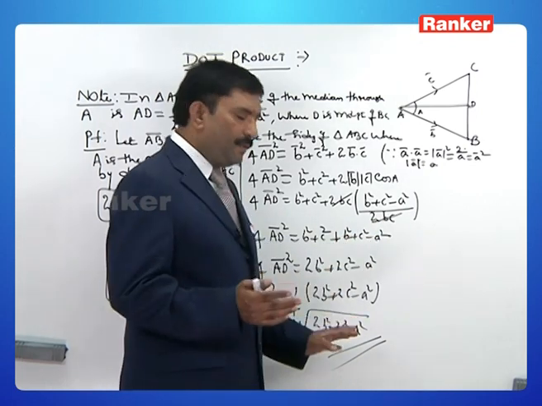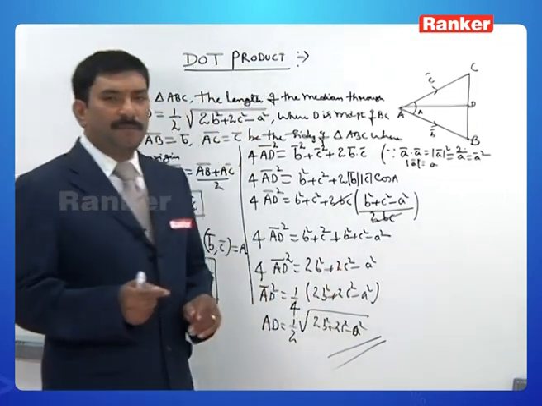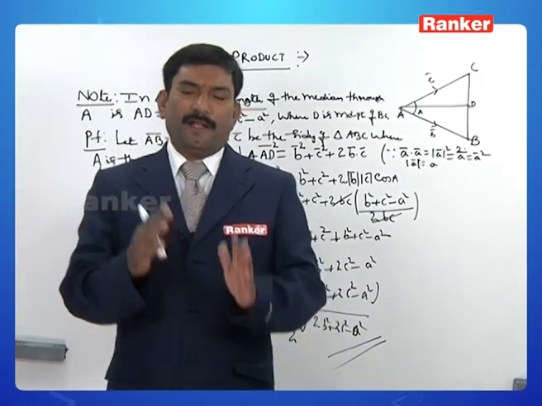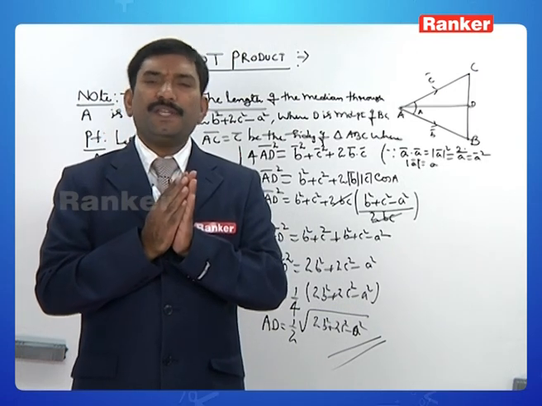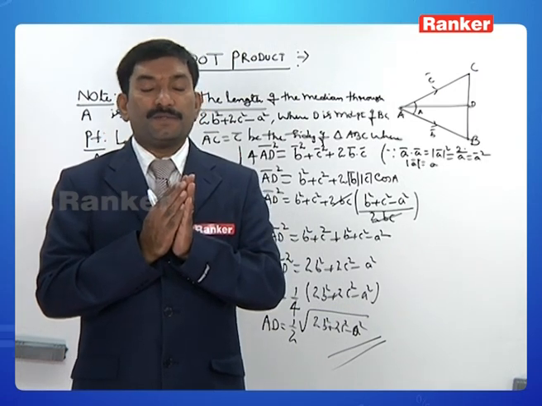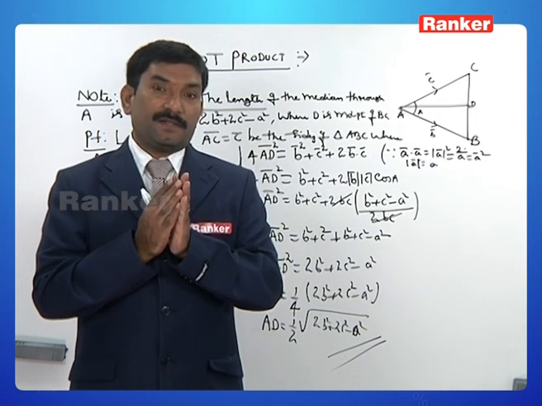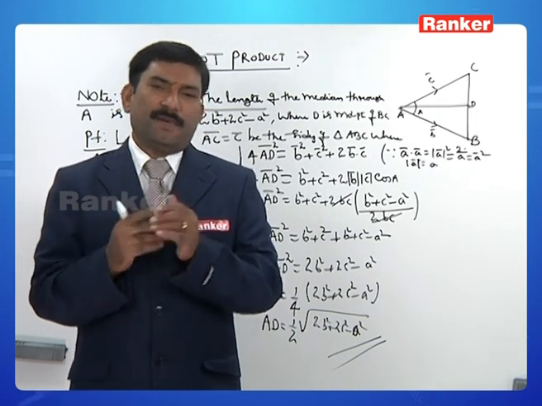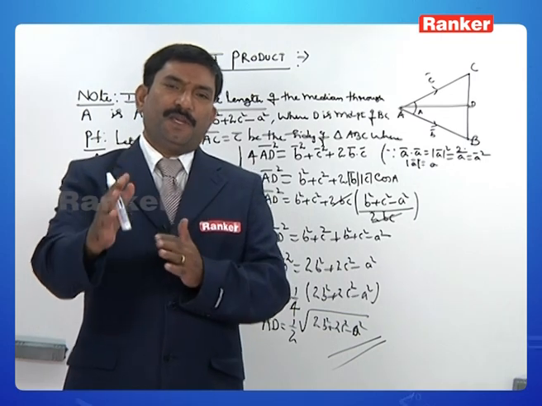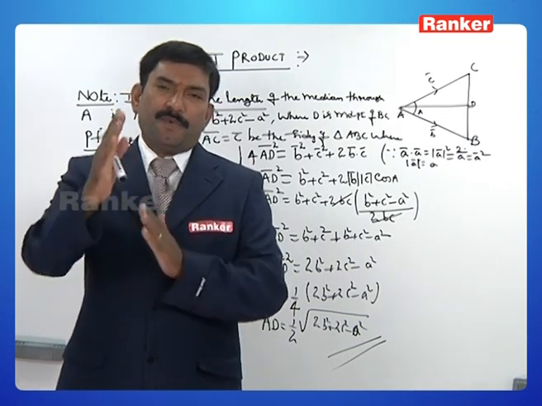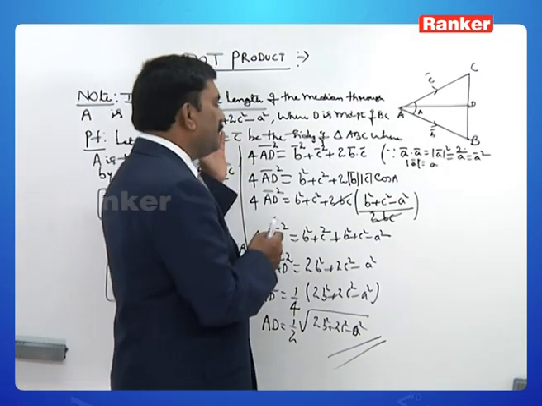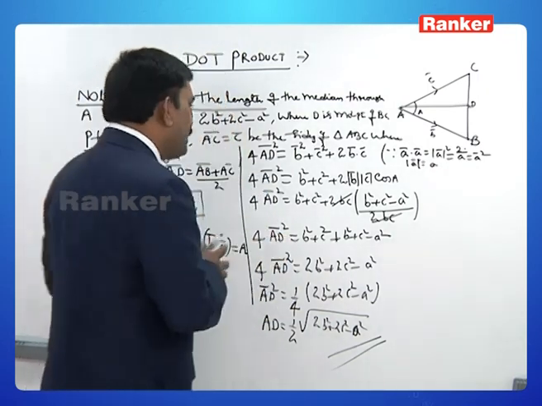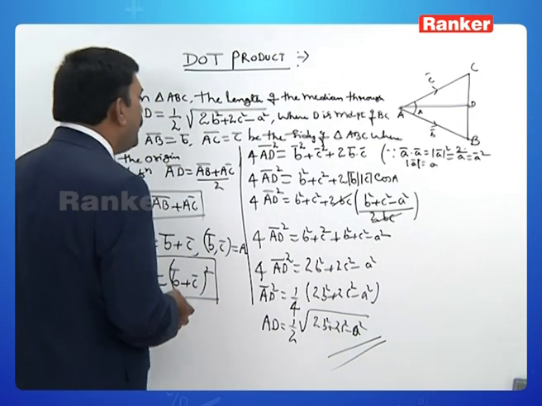By adding them, we have arrived at the median through A: half into square root of 2b square plus 2c square minus a square. Opposite to A, minus a square. Opposite to B, minus b square. Opposite to C, minus c square. So this is the length of the median through A. Let us see the length of the median through B.